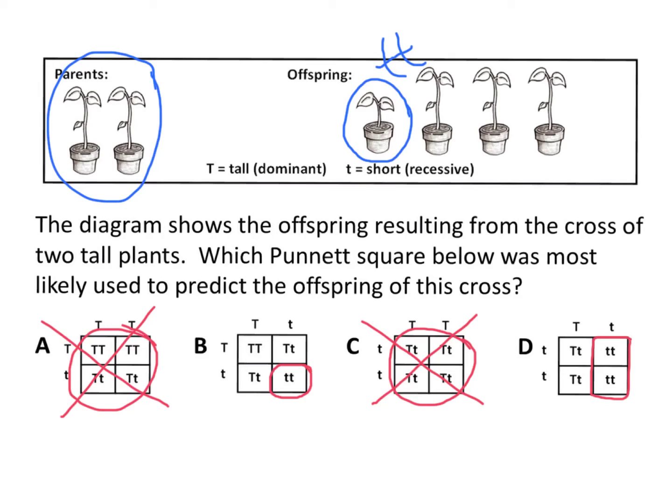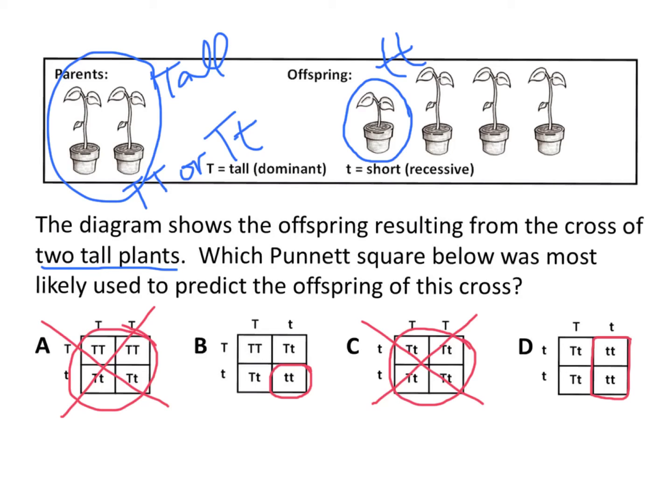It tells me in the paragraph that both parents are tall, and I can see that very clearly in the picture. That means that these parents must have either a homozygous dominant or a heterozygous genotype. They cannot have a homozygous recessive genotype because they're not short. So looking at my answer choices, I can see that B is a cross between two heterozygotes, and that makes sense with the diagram and the information.